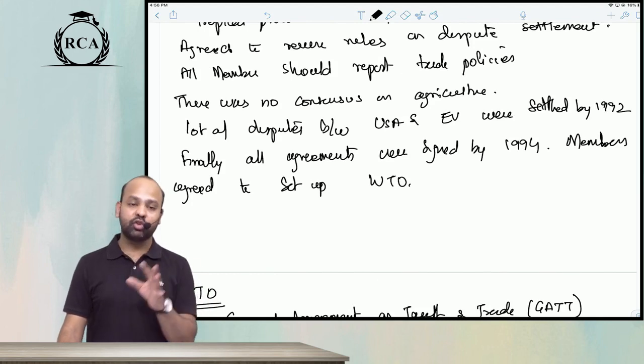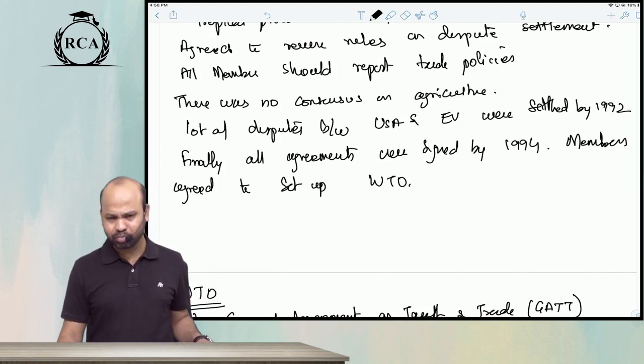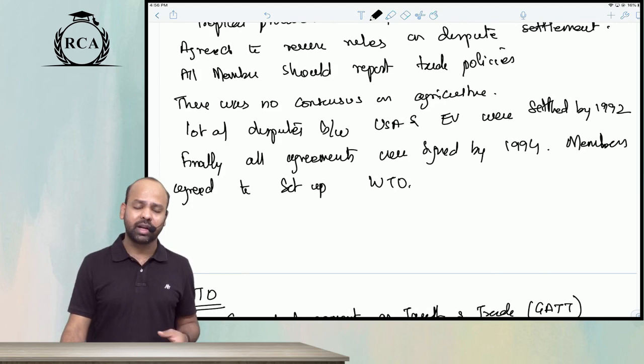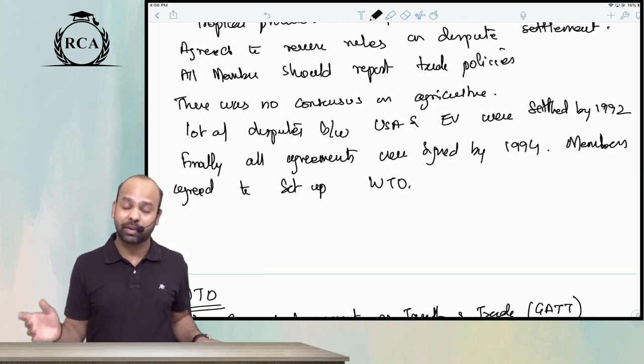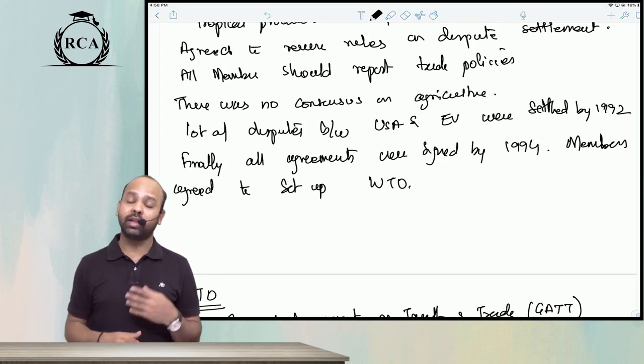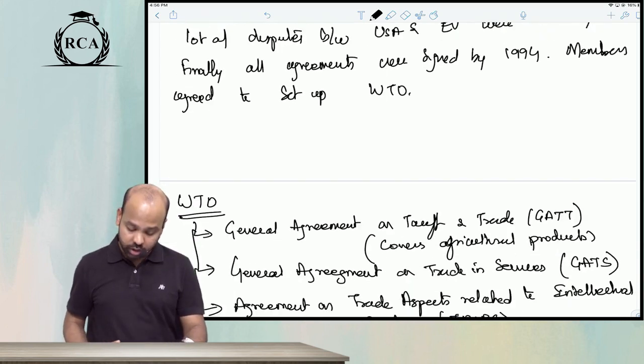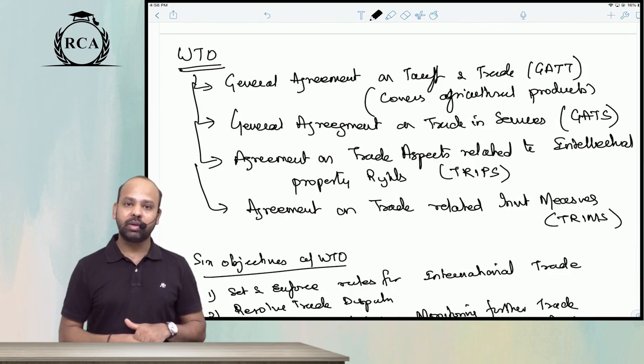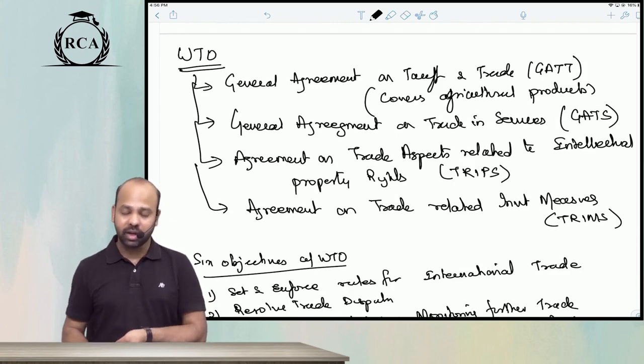But, guys, major issues between the USA, guys, and The European Union was settled in 1992. USA and the other countries like Japan, Canada were settled in 1993. Finally, beta, it concluded in the year 1994, and that paved the way, beta, for establishment of World Trade Organization. World Trade Organization, beta, they talk about only 3 agreements, but then I included 4, beta, here.